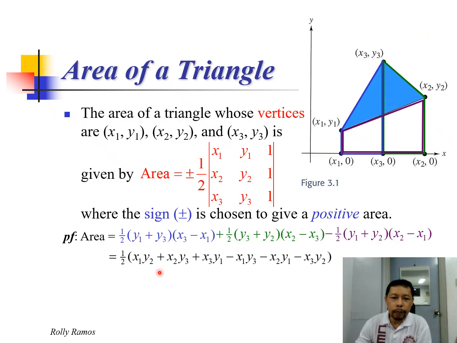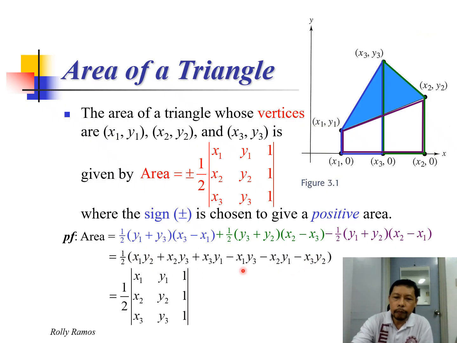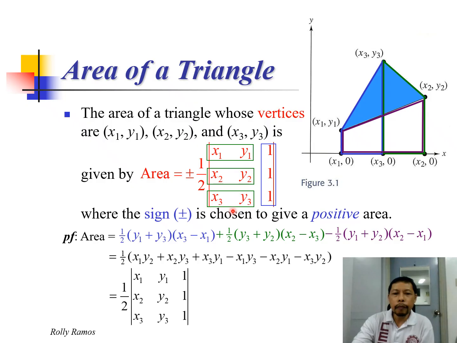And we know from previous discussions that this is the determinant of this matrix. So we have shown that the area of this triangle, given the vertices x1, y1, x2, y2, x3, y3, is equal to this one. So to find the area, we simply evaluate the determinant and multiply it by 1/2.